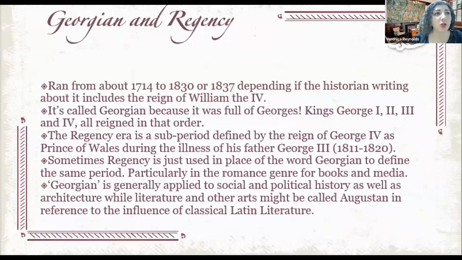The Georgian era runs from 1714 to 1830 or 1837, depending if the historian is including the reign of William IV. It's called the Georgian era because it was chock full of Georges. Kings George I, II, III, and IV all reigned in that order. The Regency era is the sub-period that's defined by the reign of George IV.